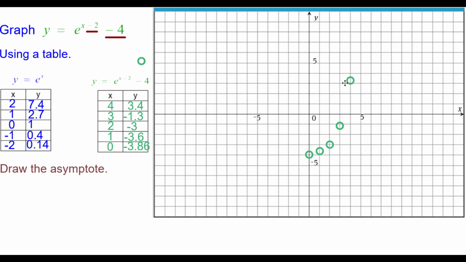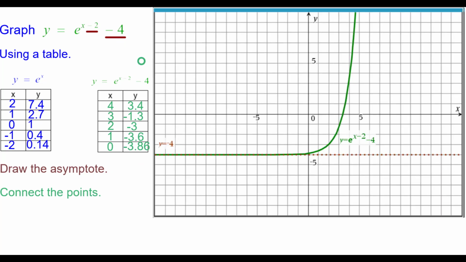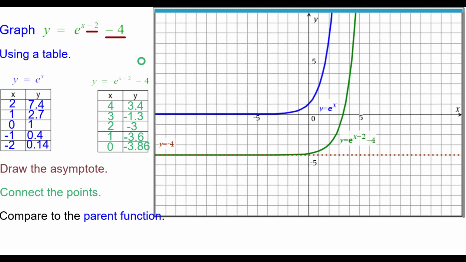Draw the asymptote. You see that it's kind of flattening out here at y equals negative 4. So we'll draw in y equals negative 4. Connect the points to make it look like an easy chair. And compare it to the parent function.